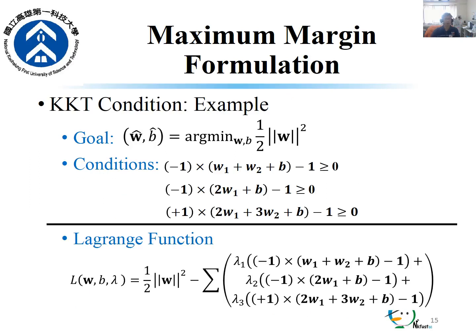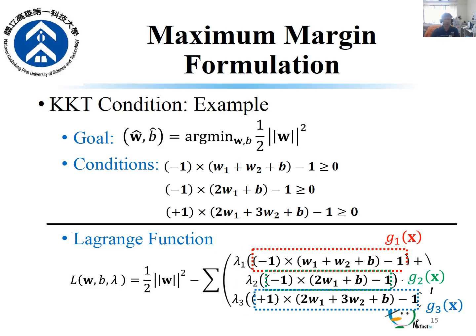Here shows the Lagrange function for the aforementioned example with 3 training samples. Lambda 1, lambda 2, and lambda 3 are the introduced Lagrange multipliers, each of which is for the inequality condition of a training sample.